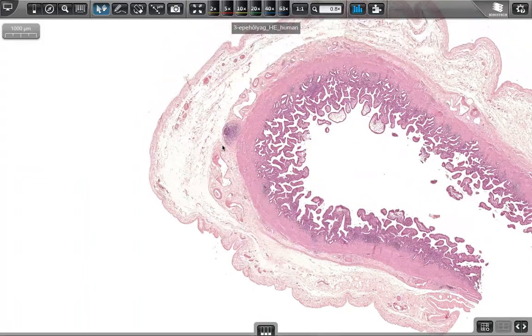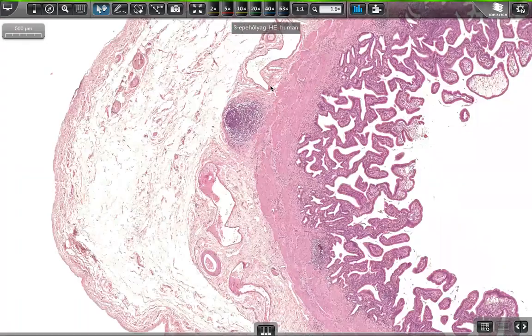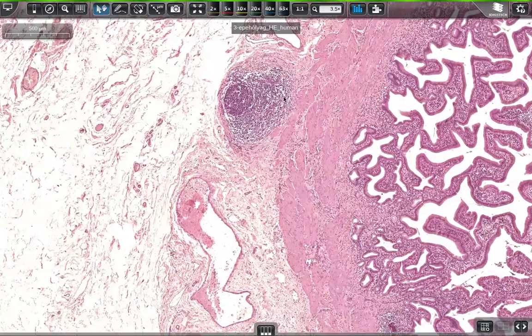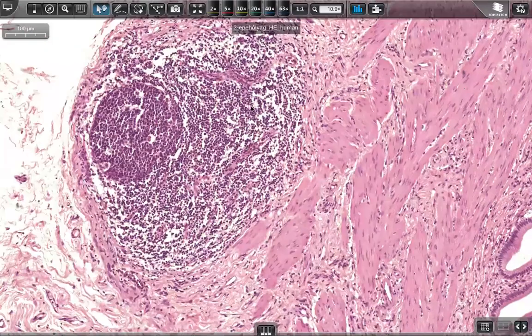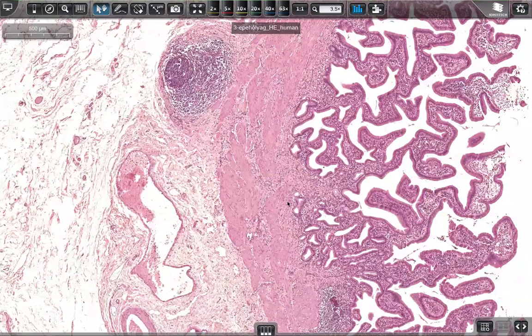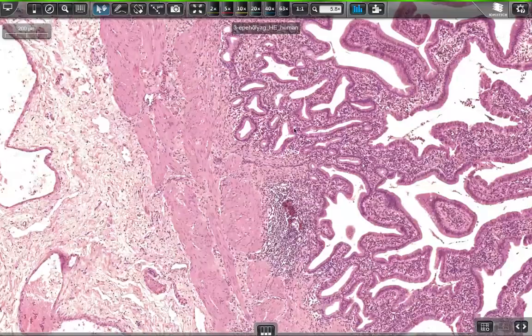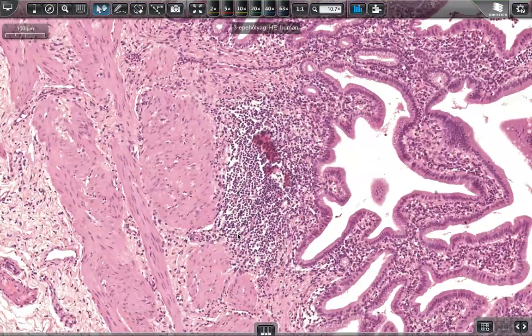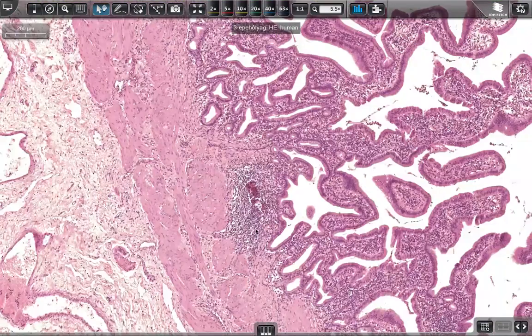And also it's not unusual in the gallbladder to find a lymphoid follicle here in the wall. And also we have lymphoid infiltration as well. So that's the one. Maybe you can observe it there. So we have lymphoid elements everywhere.